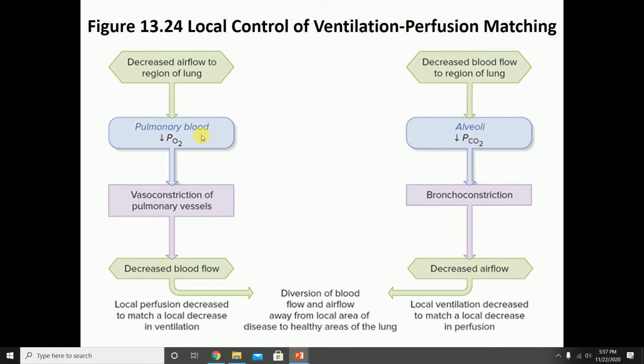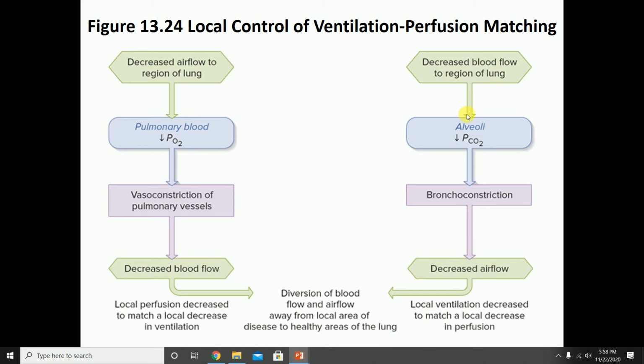Okay, so again, decreased airflow to that region of the lung due to, say, that foreign object that is lodged into the secondary bronchus. That leads to the decrease in the oxygen levels that will cause the blood vessels to vasoconstrict and divert the blood away. So there's a decrease of the blood flow to that poorly ventilated lung portion to the normally ventilated lungs.